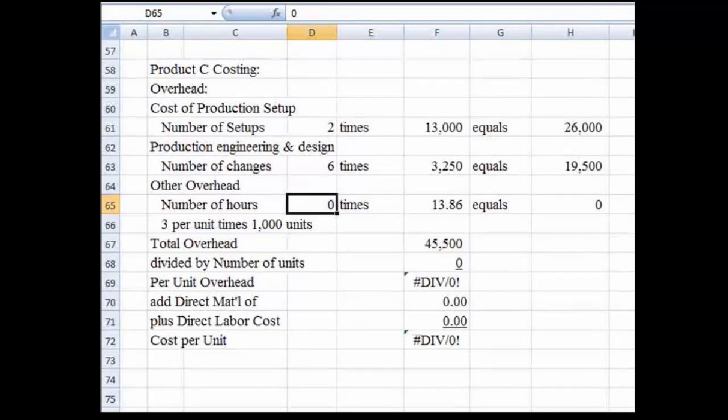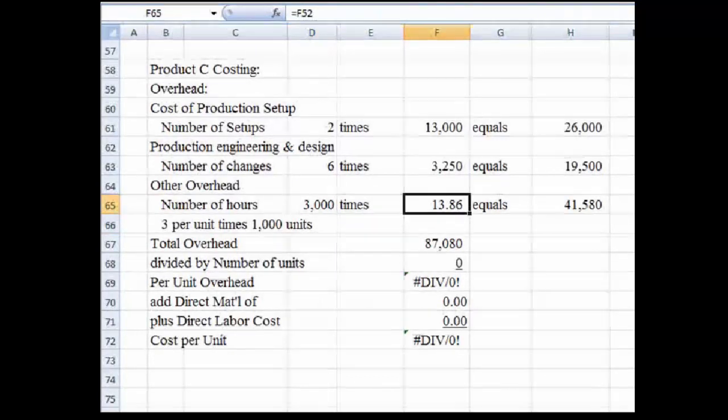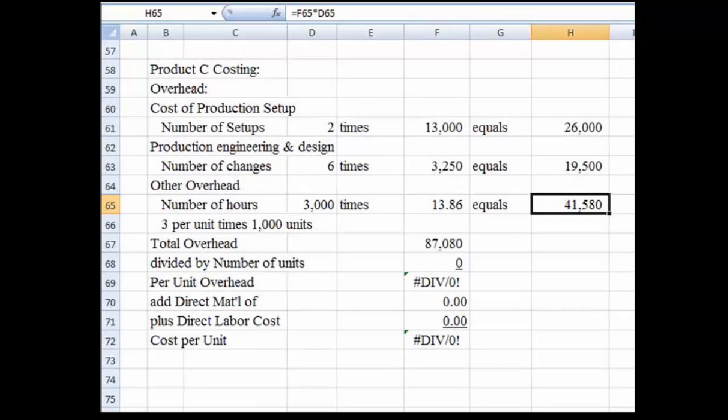Finally, the chart at the top of page M113 shows 1,000 units produced for product C. Since the chart also shows 3 direct labor hours per unit, 3,000 goes into the cell next to the number of hours. The $13.86 is already pre-entered by formula, and the total other overhead is calculated at $41,580. These 3 calculated pool total numbers are summed in the cell to the right of the words total overhead.